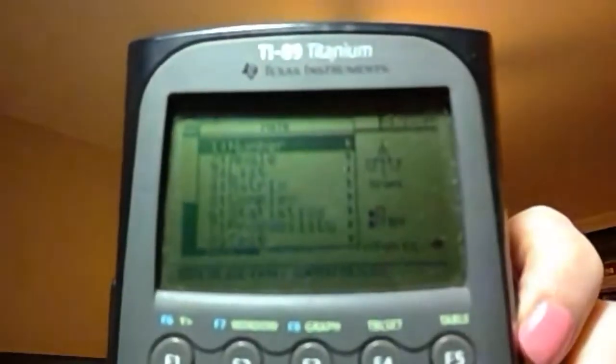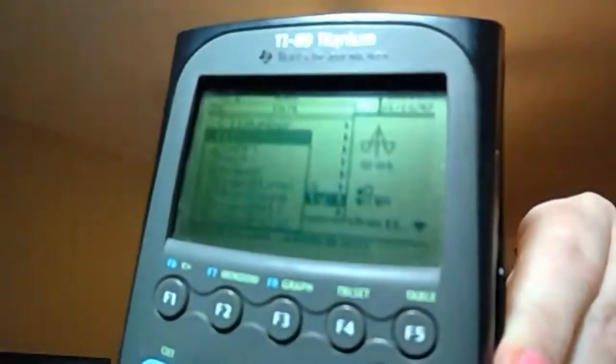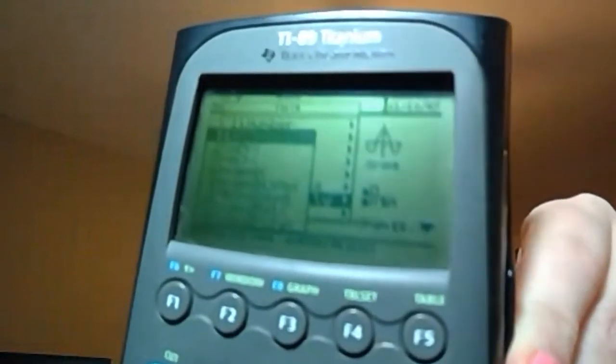On the 89, above the number 5, sorry, there's this thing that says math. So you would hit the second button and then your 5, and you get these options, and you'd want to go down to 7, which is probability, and that's where your options are for the factorial, the permutation, and the combination.